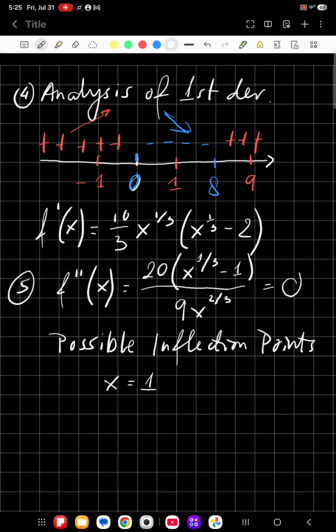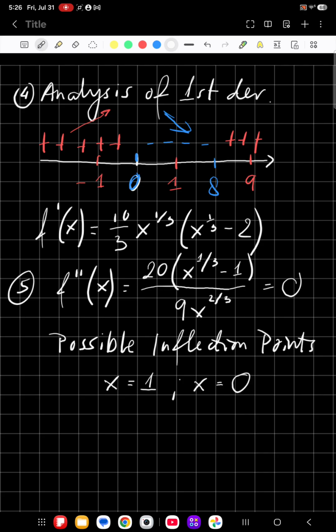And the other one comes from the denominator, right? The number for which the second derivative is undefined. So it comes from here. So that'll be 0. Okay, so we have two candidates for those inflection points. And let's do the analysis.